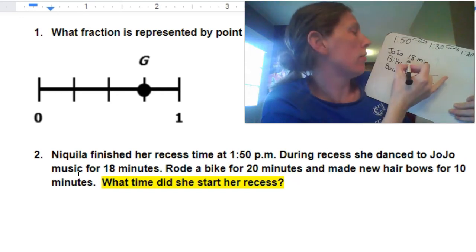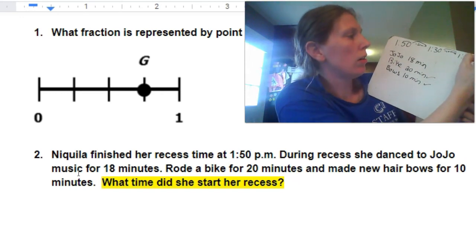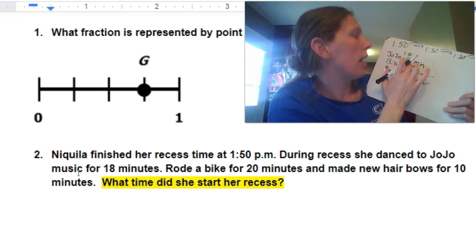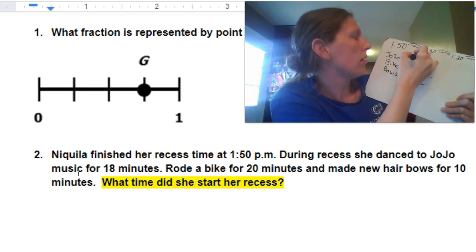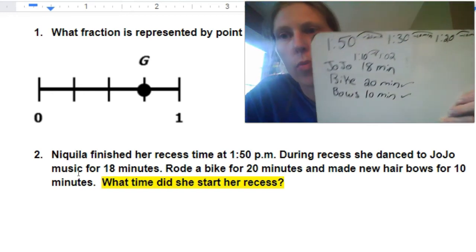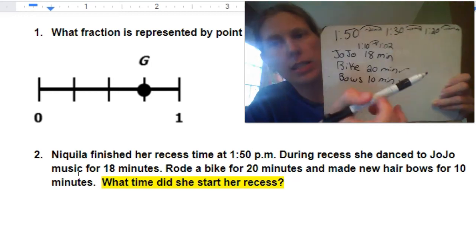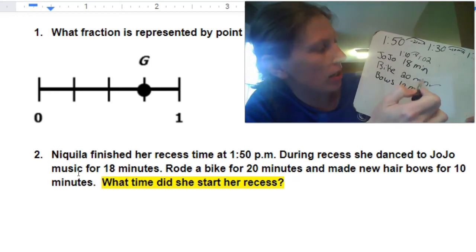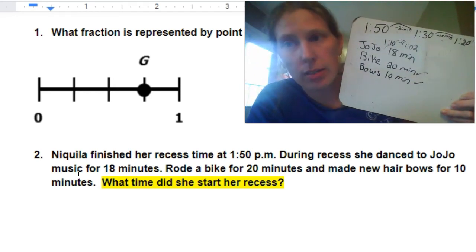We could take away our 10 first, minus 10 minutes. That would give me 1:10. And then I would have 8 more minutes to subtract, which would get me to 1:02. Okay. So if you want to do the number line method, you can. All I did is I took all these numbers, 20, 10, 10, and 8, which is the same as right here, and I subtracted it.